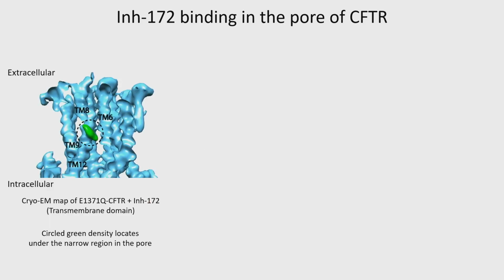Upon examination of our complex map, we found there is an extra density here in the pore of CFTR. It locates right below the narrowest part of the pore, which is here. Now we know this is CFTR's gate and selectivity filter region. And the size of the density corresponds well with that of the inhibitor.